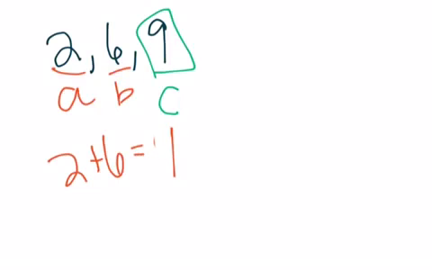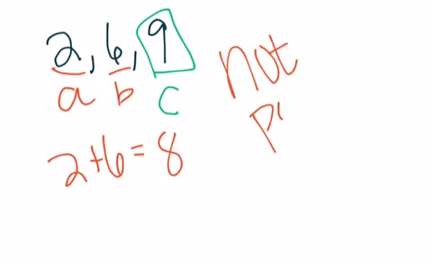Oh, not 9. Oh my gosh, what is my problem? 2 plus 6 equals 8. So these are not possible sides of a triangle. Okay? So this would be not possible, or no solution. Okay? Let's do another one.